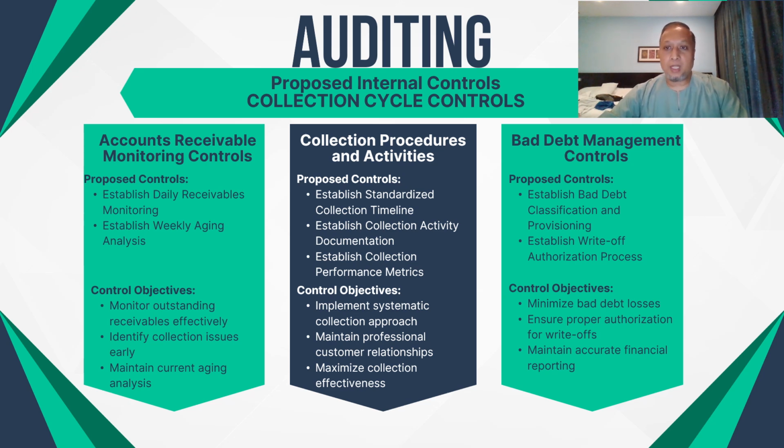And for the bad debt management control, proposed controls are: 1. Establish bad debt classification and provisioning. And number 2, establish write-off authorization process. The control objectives for bad debt management controls are: 1. Minimize bad debt losses. And number 2, ensure proper authorization for write-offs, and 3, maintain accurate financial reporting.